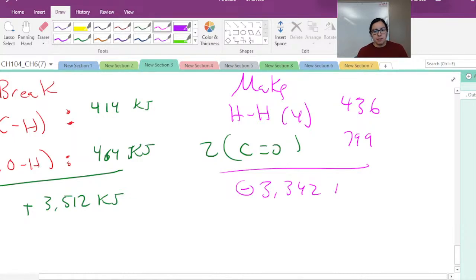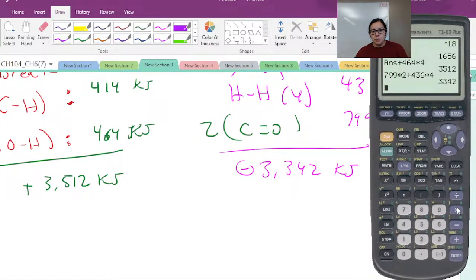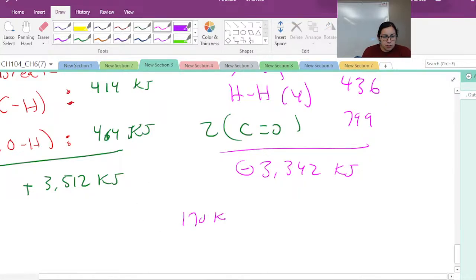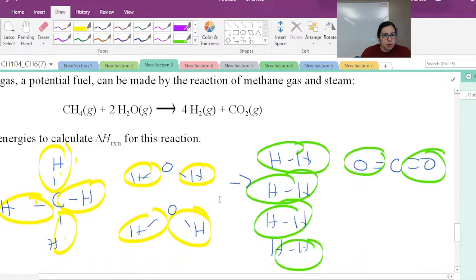So negative. Now to figure out our overall enthalpy change, we can add these two numbers together. So I'm just going to multiply it by -1 real quick. And now add 3,512. And so this overall process took then 170 kilojoules per this reaction, so.